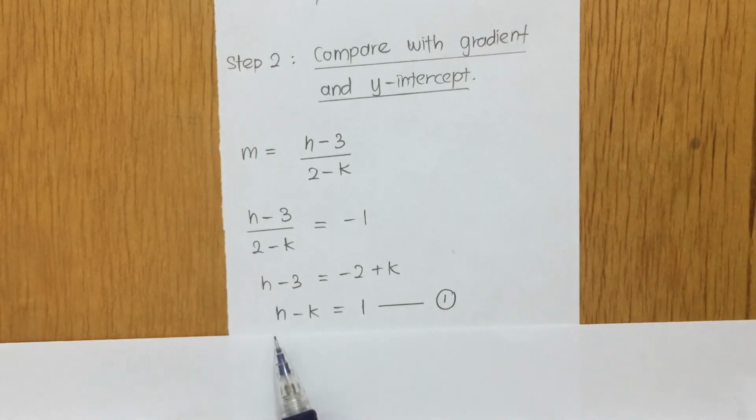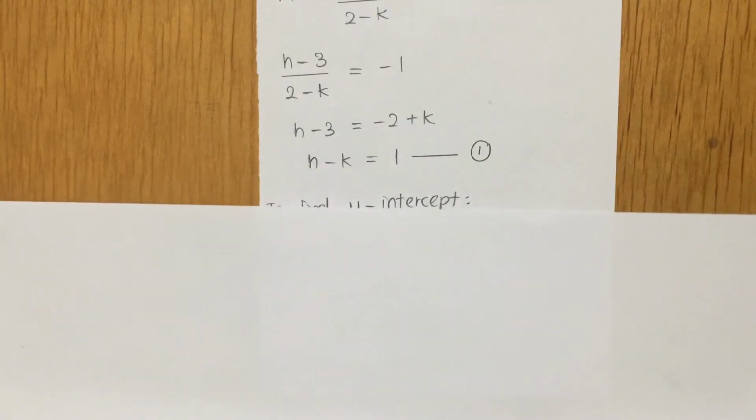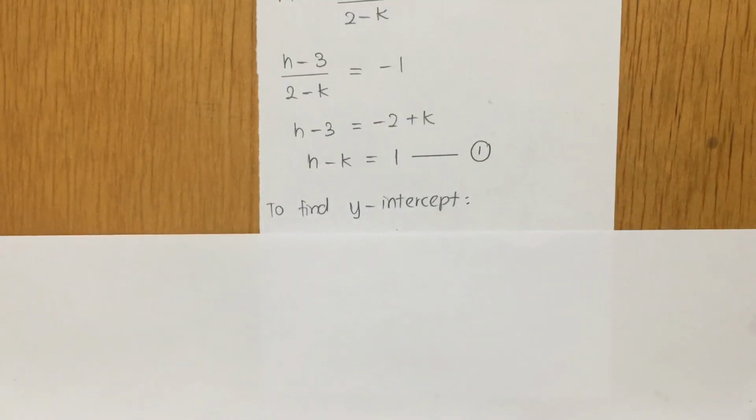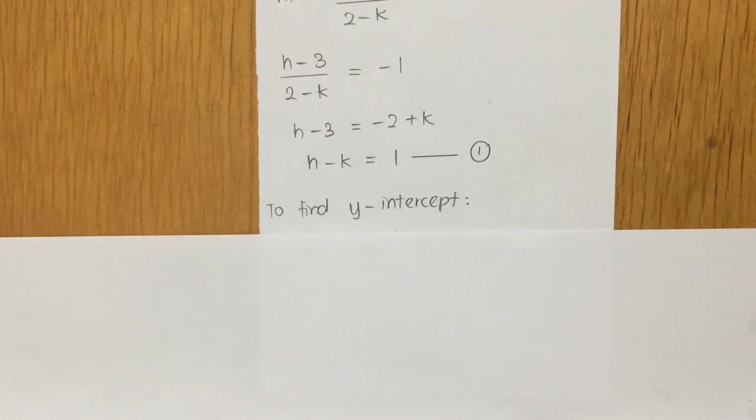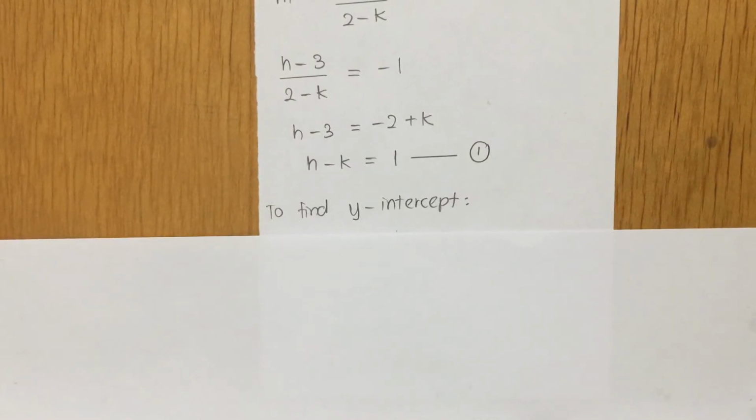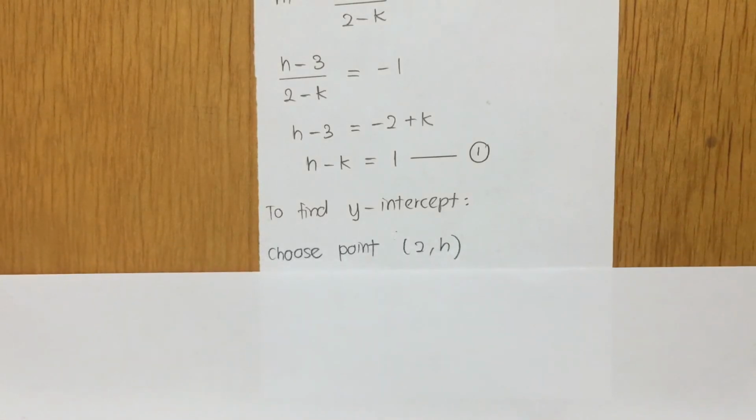Whenever you deal with two variables, that means in your working somehow you're going to come up with two equations. Okay, so let us continue. To find the y-intercept, what we need to do is choose one of the points from the graph, and then insert that point into the y equals mx plus c equation. In this case, we're going to choose the point (2, h). So let us continue.